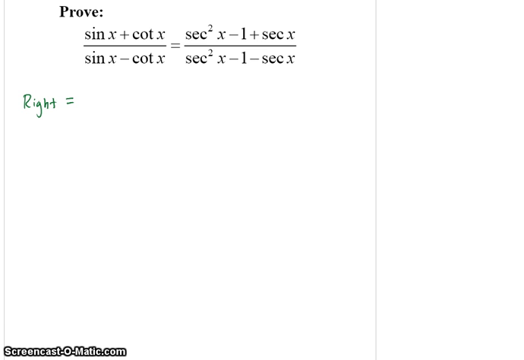I see that secant squared x minus 1. That is a form of an identity. You should recognize that. You should know that 1 plus tangent squared x is equal to secant squared x.